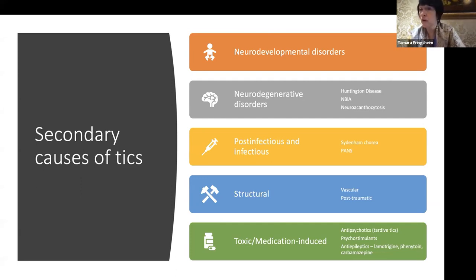Autism as well. We have higher rates of autism in children with Tourette syndrome than children without this disorder. Rarely we can see tics in other neurodegenerative conditions like Huntington's disease, for example. These patients will have other abnormal movements. Tics will not be the only manifestation of Huntington's disease, for example.